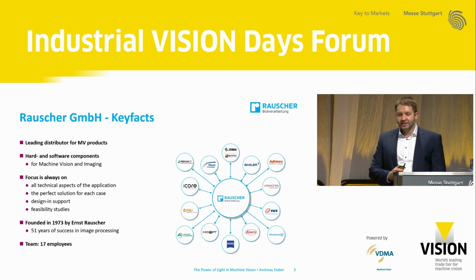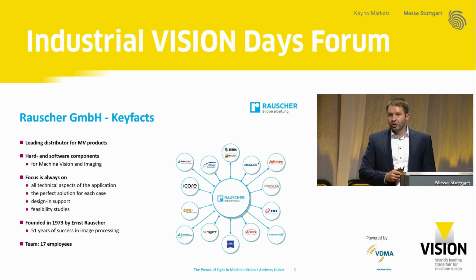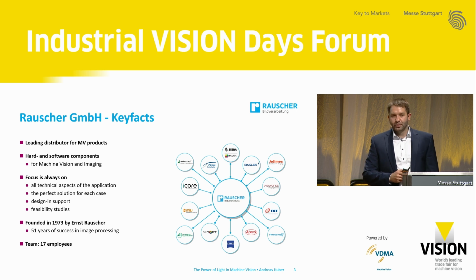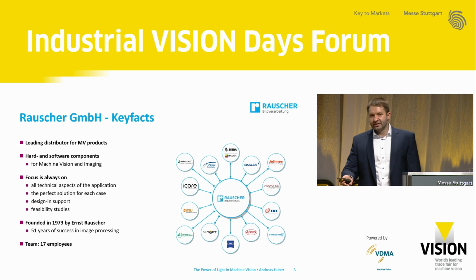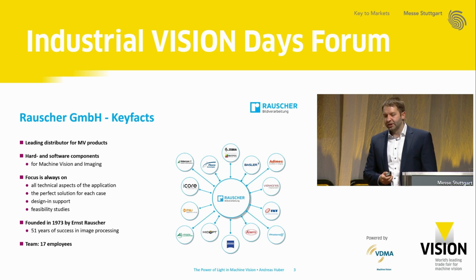Rauscher is the leading distributor for machine vision products in Germany and Austria. We offer all kinds of hard and software components for machine vision and lighting. On the right side, you can see a list of all our partner companies. If you look down on the left, there is Midopt regarding filter. Then on the left, you see Advanced Illumination, MBJ, iCore. And also, we offer the Basler lights.